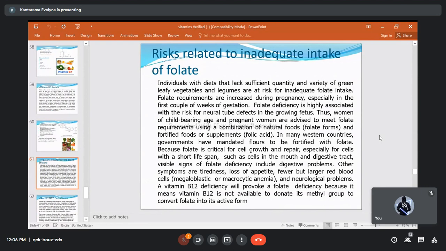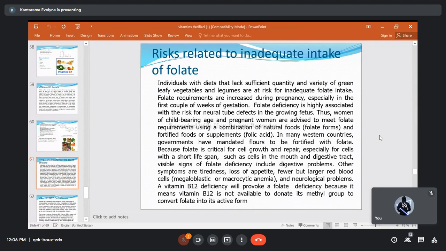In many Western countries, governments have mandated flour to be fortified with folate because folate is critical for cell growth and repair, especially for cells with a short lifespan, such as cells in the mouth and digestive tract. Visible signs of folate deficiency include digestive problems. Other symptoms are tiredness, loss of appetite, poor but larger red blood cells, megaloblastic or macrocytic anemia, and neurological problems.